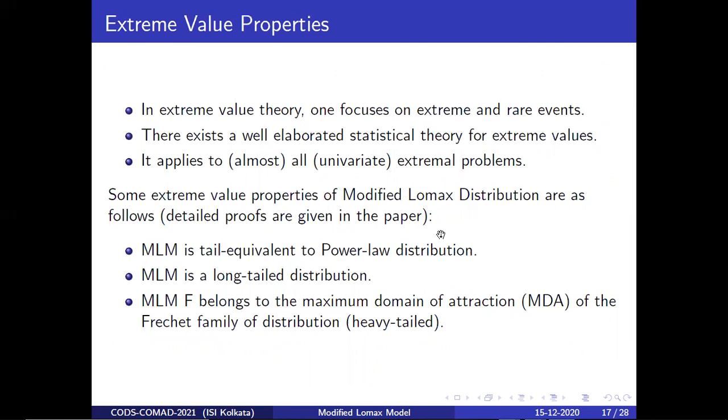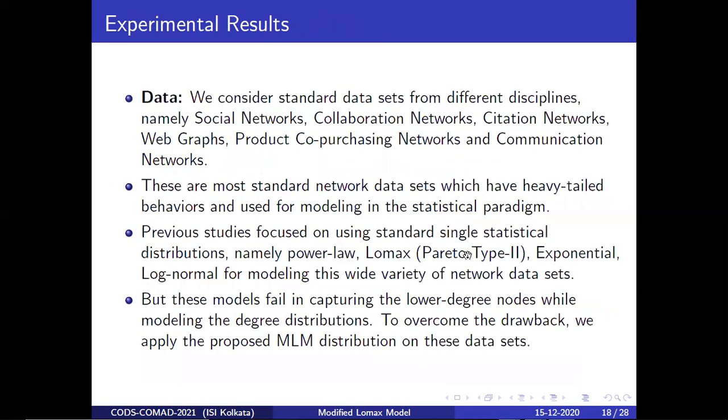Now, we have also shown some extreme value properties for the MLM distribution. In extreme value theory, we focus on extremes and rare events. This is a well celebrated topic in probability and statistics. So we have shown the MLM distribution is tail equivalent to a power law distribution, and MLM is a long tail distribution. The distribution function of MLM belongs to the maximum domain of attraction of the Frechet family of distributions. By Frechet, we mean the family of Heavy-tailed distributions.